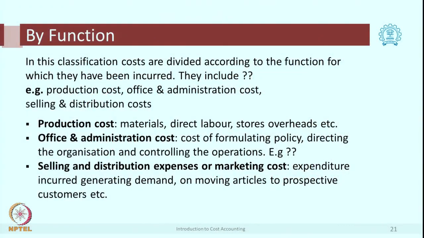That does not mean element wise costs are not important. This is overlapping. That is one way of classifying. This is another way. We are going to learn further different ways. The third important function is selling and distribution. So, the classification helps us decide whether we should outsource a function, whether we should go for better control, whether we should give more focus, is it our strength, is it our weakness. We come to know from cost classification by function.